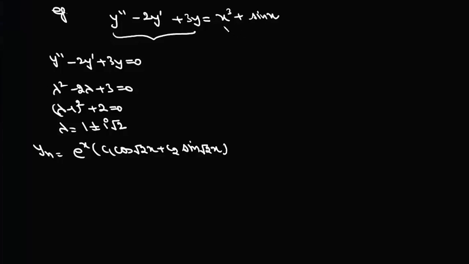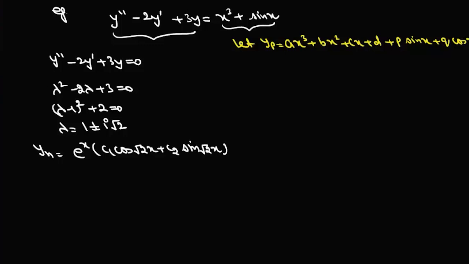Now here this rx is a combination of x cube and sin x, and we know that for x cube it's a polynomial of degree 3, and for sin x it will be a sin x plus b cos x. So we're going to choose yp as ax cube plus bx square plus cx plus d plus suppose p sin x plus q cos x.